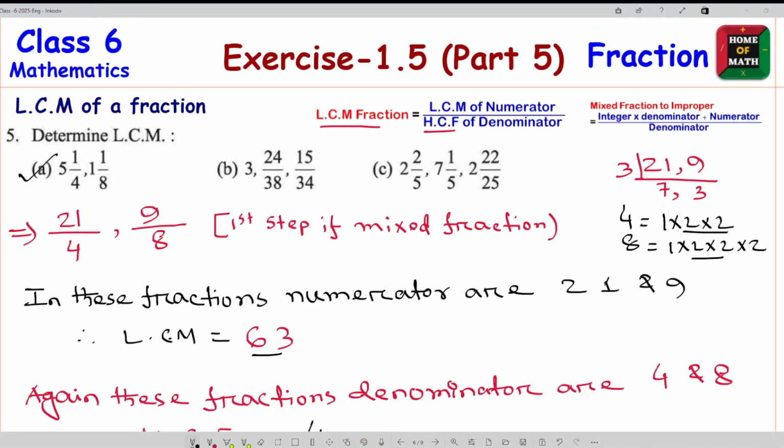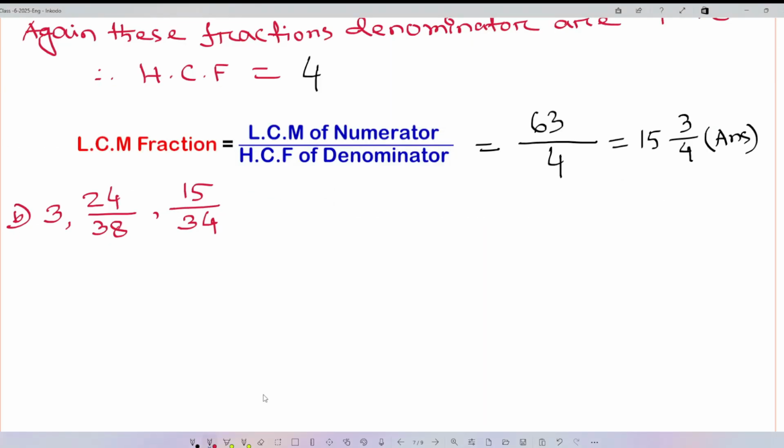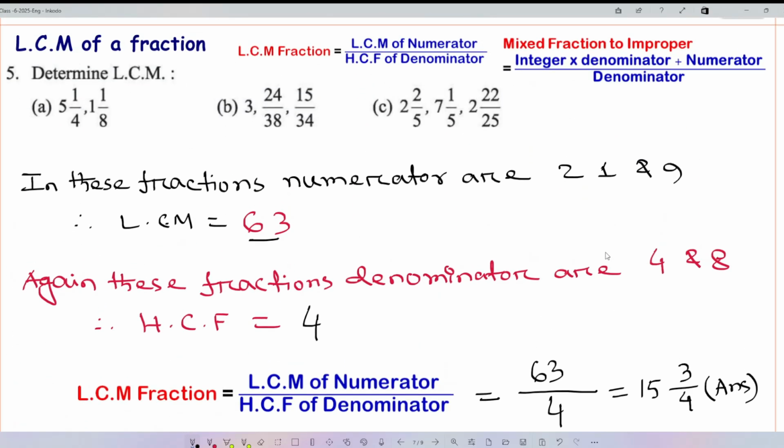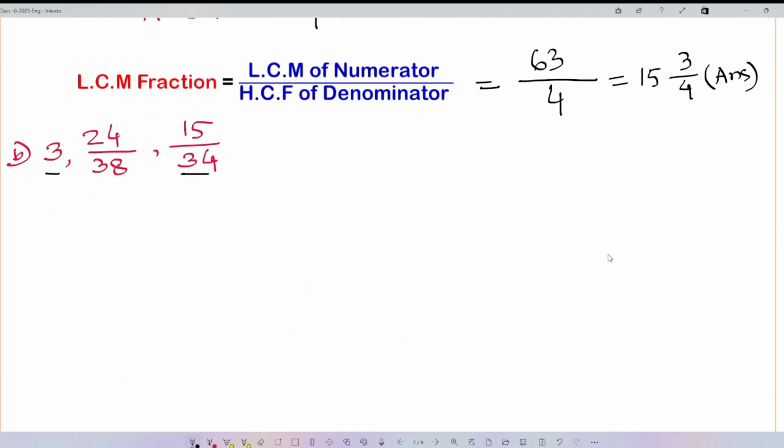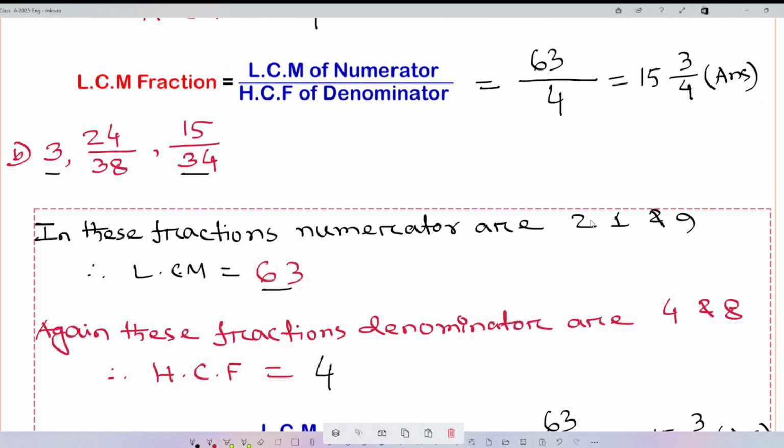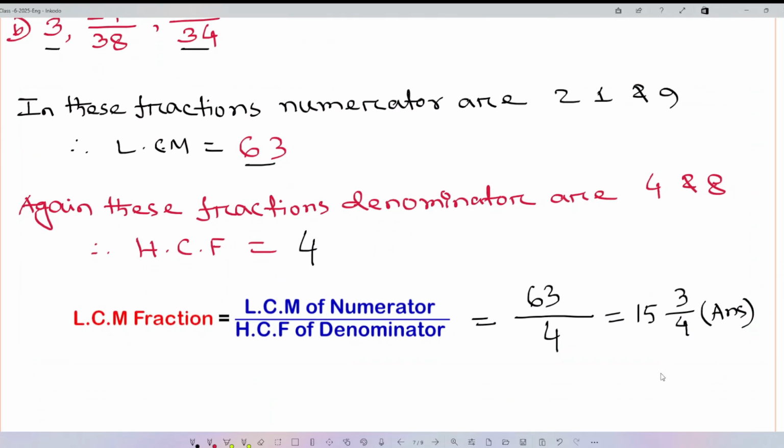Now number B. Number B, here are 3 fractions. One is 3, one is 24 by 38, and the final one is 15 by 34. Look, all are proper fractions. Here is no mixed fraction or improper fraction. So in this case, no need for the first step, which we did last time, right?